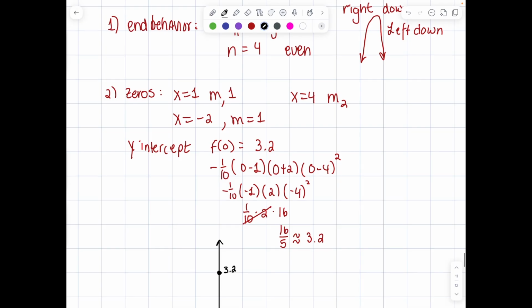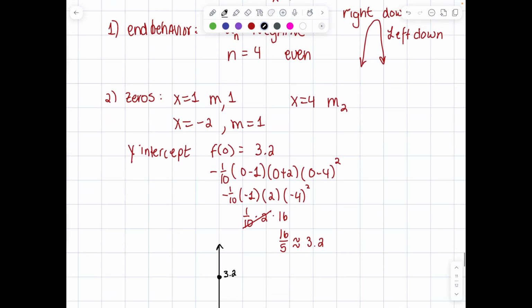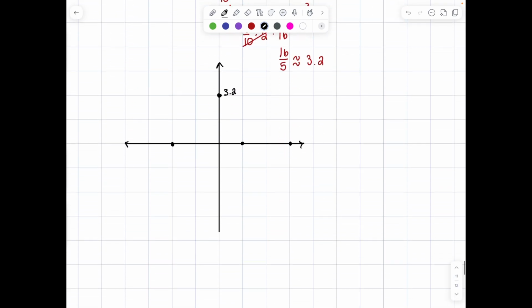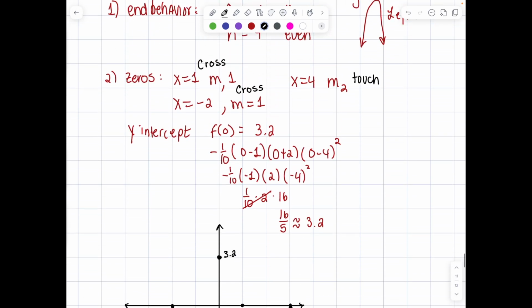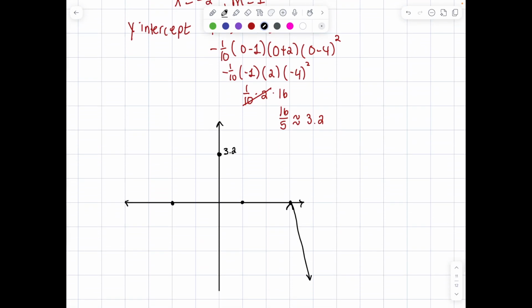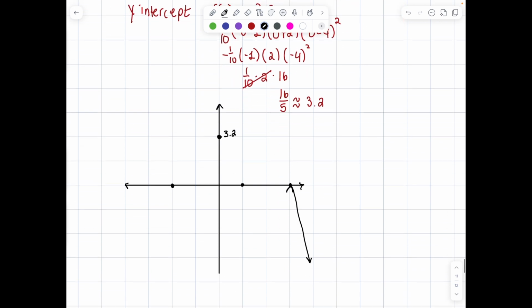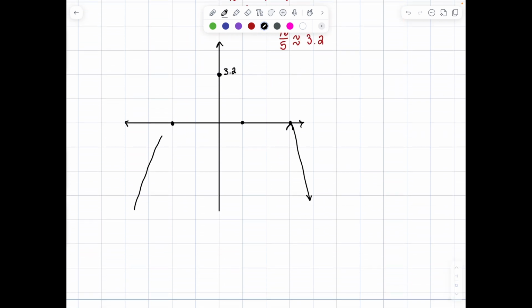Okay, we have a touch point. So remember, if it's a multiplicity of 1, or odd, it crosses. If it's even, we have a touch. So it's going to touch at x equaling 4. So I'm going to write this little cup here. That's usually what we'll do. And since this is the last point, I know my end behavior is going to look like that. My end behavior is left down, right down, so they're both coming down. That means this is going to go to here. So that's what my end behavior is going to look like.